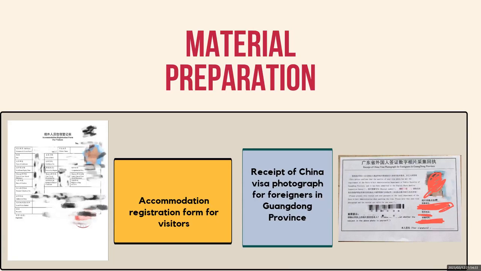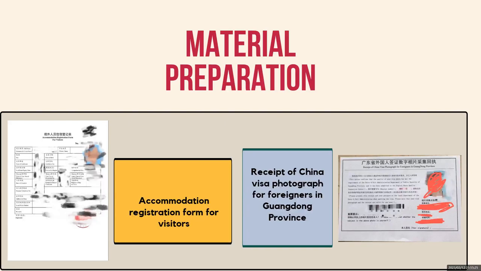So this is the sample of the accommodation registration form for visitors, which approves your address in China. However, you can do this afterwards, once you get your accommodation and you have the contract. Then you take the contract, a photo of the owner of the house's ID card, plus your passport, and you go to the nearest police station and register. However, you need to register twice. First of all, when you get your accommodation, and second, after you get your residence permit, you need to update it.